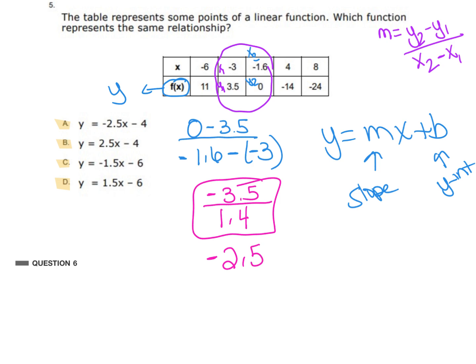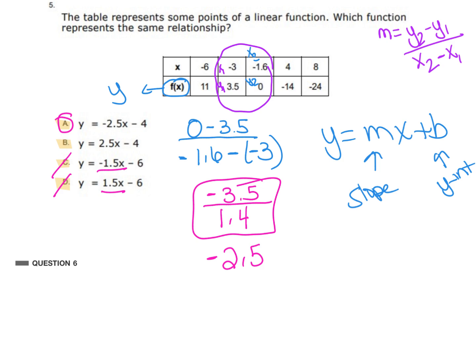So I'm going to look at my answer choices. Okay, and what do I notice? Well, D has a slope of 1.5. That's not it. C has a slope of negative 1.5. That's not it. And B is positive 2.5, where A is negative 2.5. So just process of elimination, I already know that it's A. But let's take it one step further.